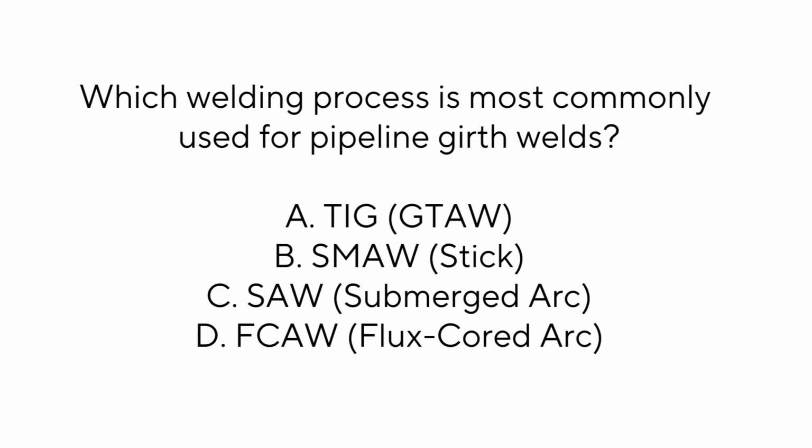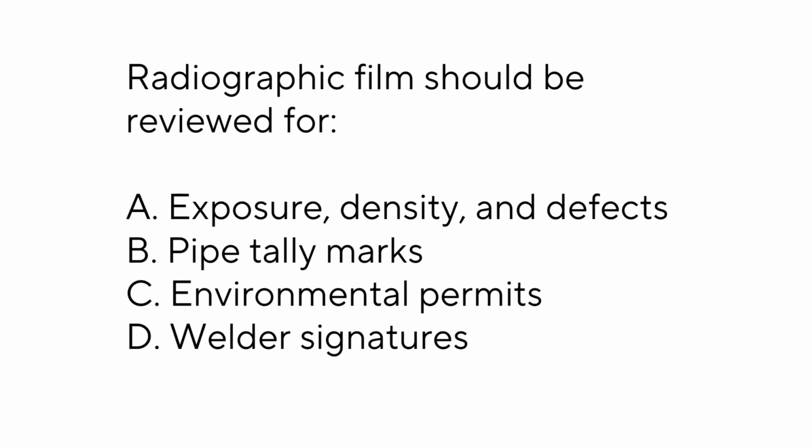Which welding process is most commonly used for pipeline girth welds? A. TIG (GTAW), B. SMAW (stick), C. SAW (submerged arc), D. FCAW (flux-cored arc). Answer: B. SMAW (stick).